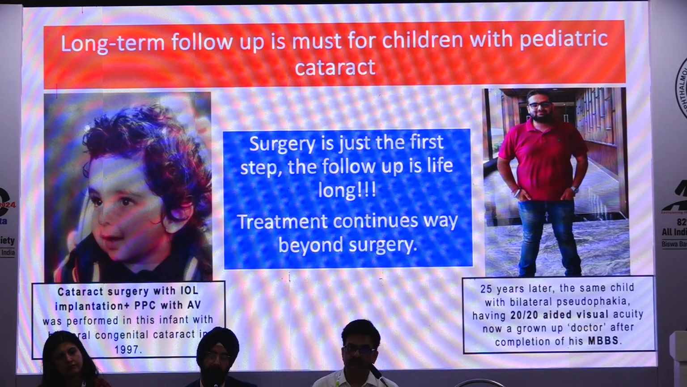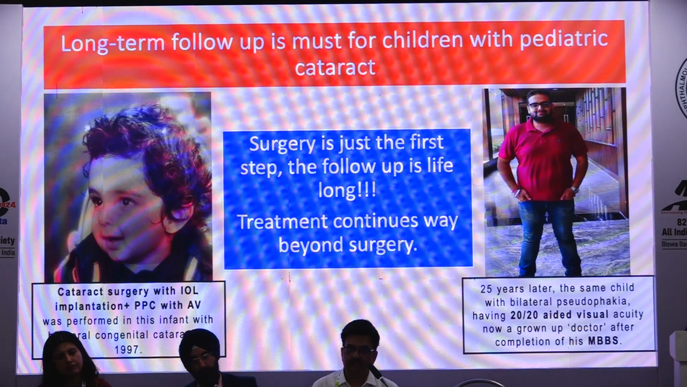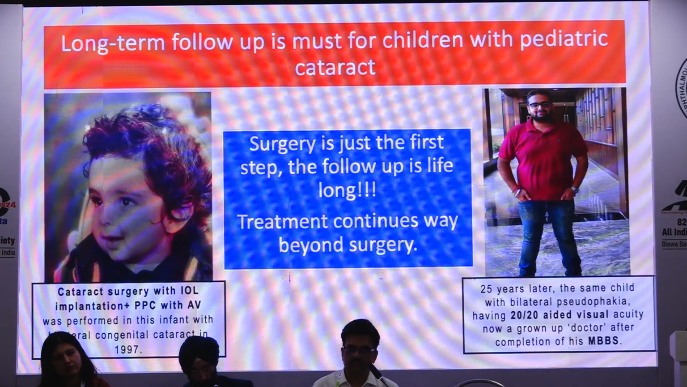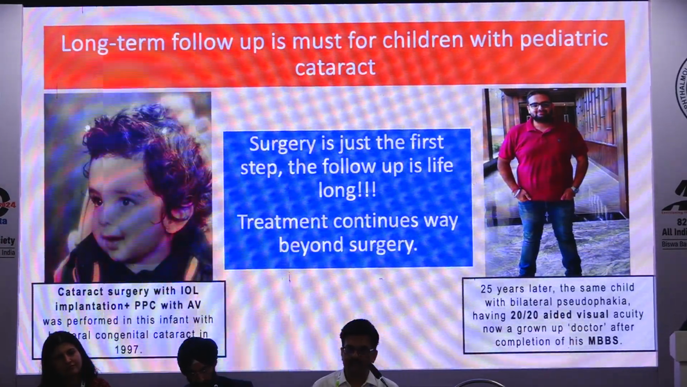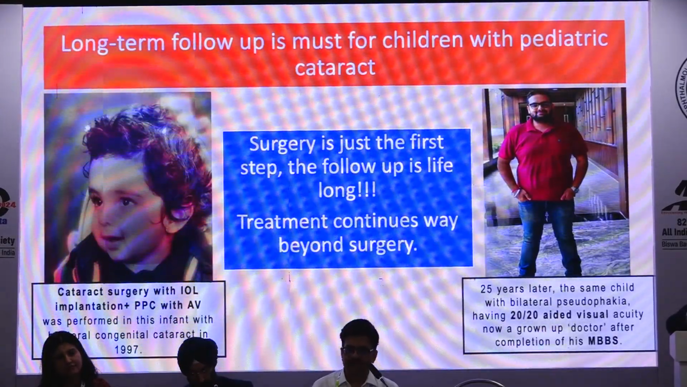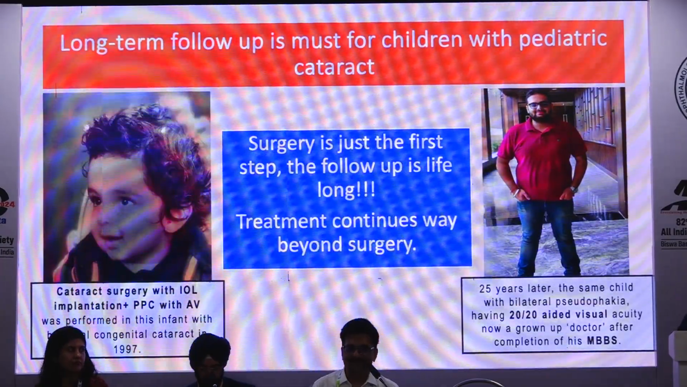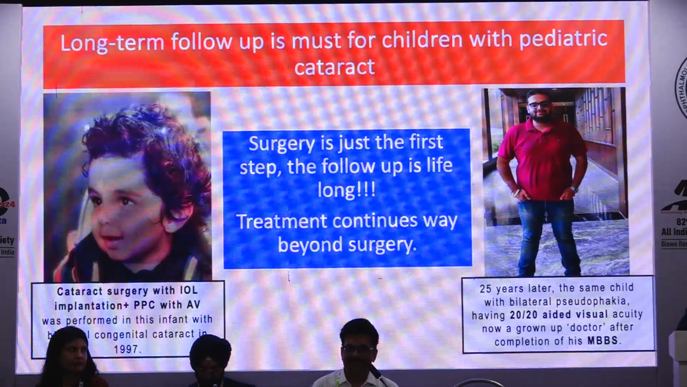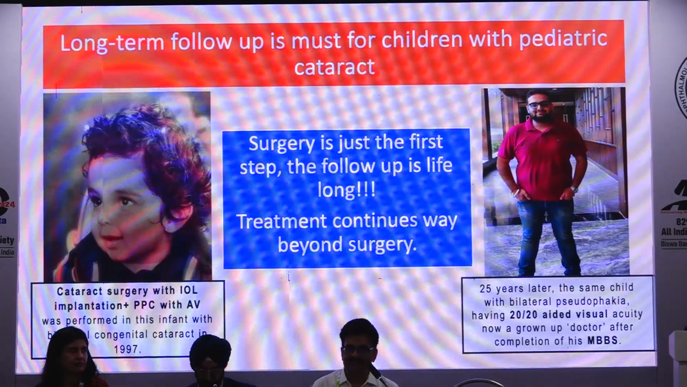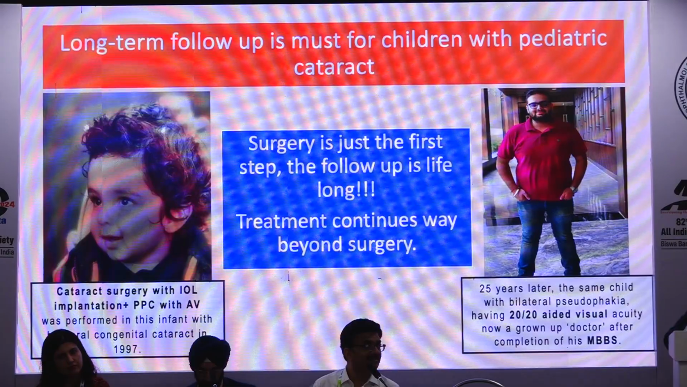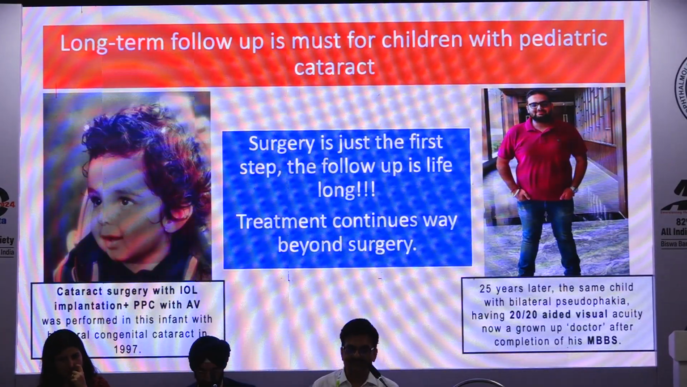One child where IOL was implanted in 1997 and after 25 years in 2022 he completed his MBBS. It means his vision was excellent. His vision is 6/6 but he is myopic. Of course myopia is good for him. It is 1.5, 1.75 diopter myopia. So I think that is not a very big thing. But I have a follow-up of 33-year, 35-year, up to 40-year follow-up of these children.